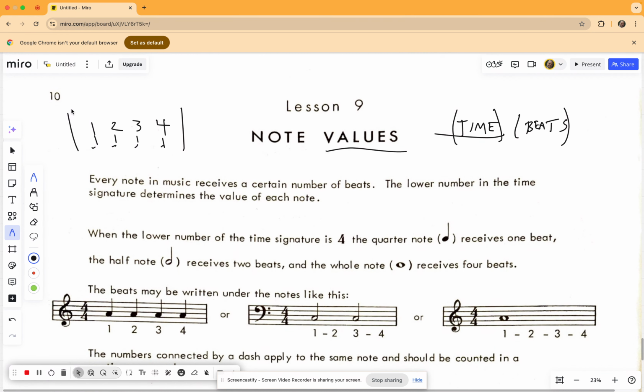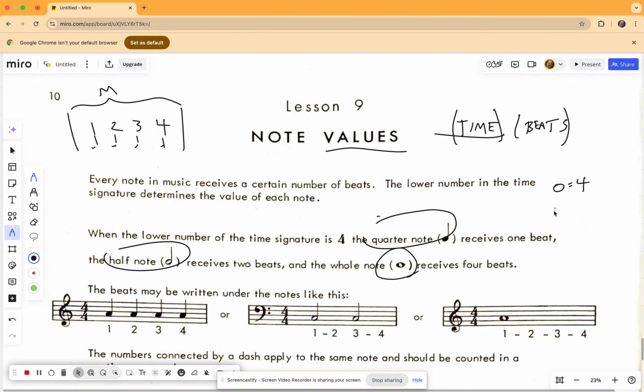All right, so there's 2 bar lines. The distance between 2 bar lines is a measure, right? When the lower number of the time signature is 4, the quarter note receives 1 beat. The half note receives 2 beats, and the whole note receives 4 beats. That's a nice reminder of what a quarter note looks like. What's a quarter note look like? A shaded oval with a stem. What's a half note look like? An unshaded oval with a stem. And a whole note is just an unshaded oval. There is no stem. So a whole note gets 4.